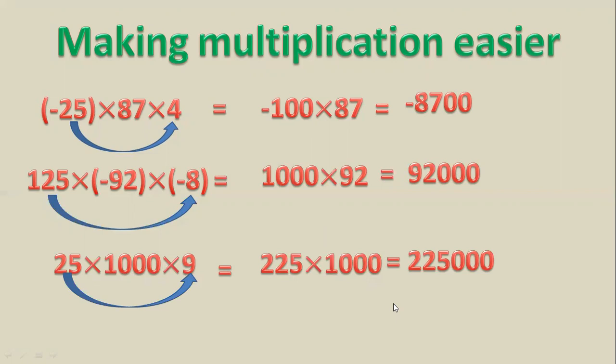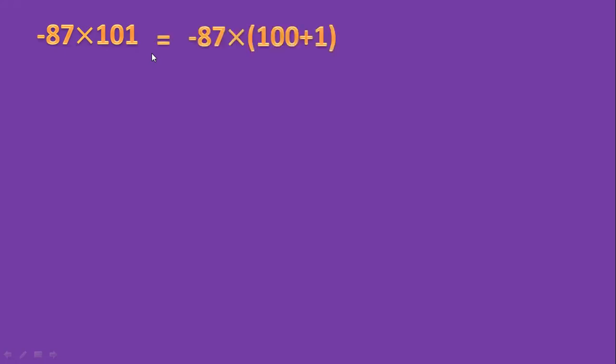Let us see a little more. Multiply minus 87 by 101. This can be done easier by using distributive property. I will write like this. Minus 87 into 100 plus 1. 101 is written as 100 plus 1.